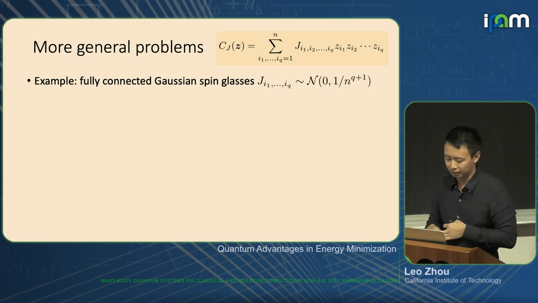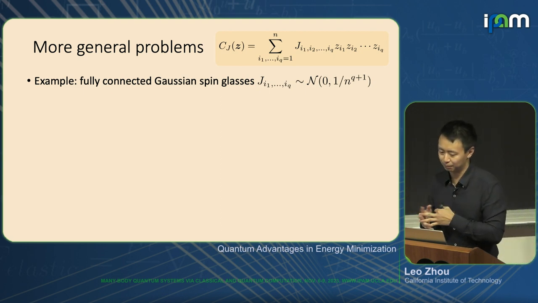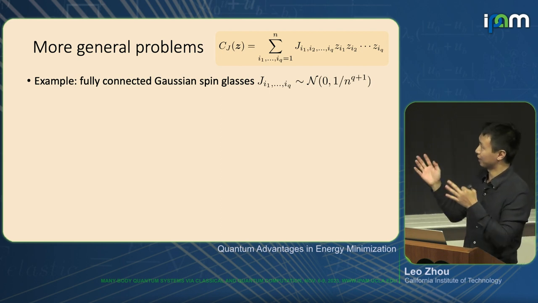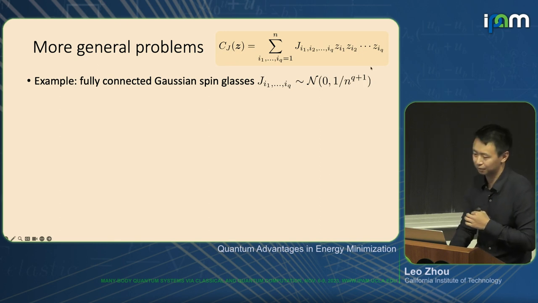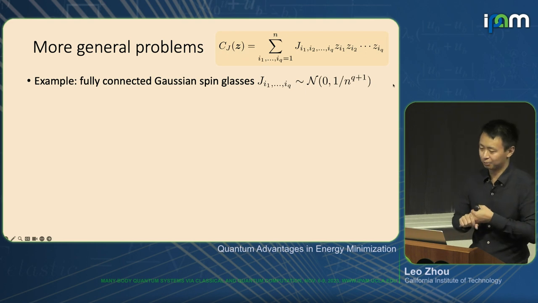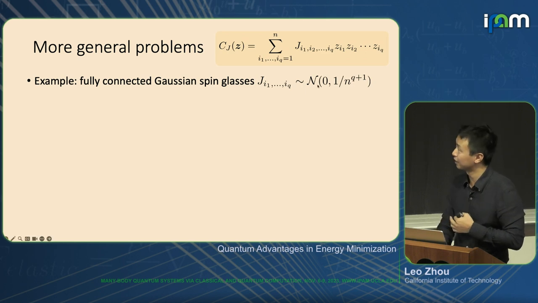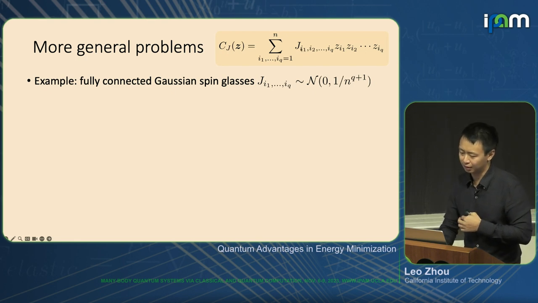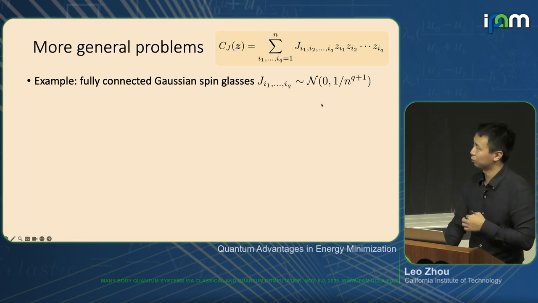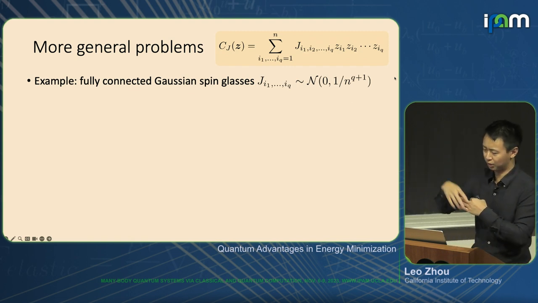So we actually looked at more general problems in a different work. For example, we can look at not just problems where you only have two-body couplings, but problems with q-body couplings. Here, you have interactions that involve q-tuples of spins. An example of spin glass problems that people study in this setting is the fully connected Gaussian spin glass. There, you look at all-to-all connections across all q-tuples, and you choose the couplings to be Gaussian with mean zero, with a normalized variance, so that the overall energy is order n.